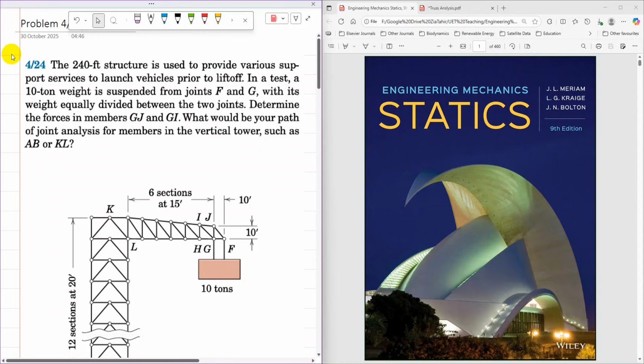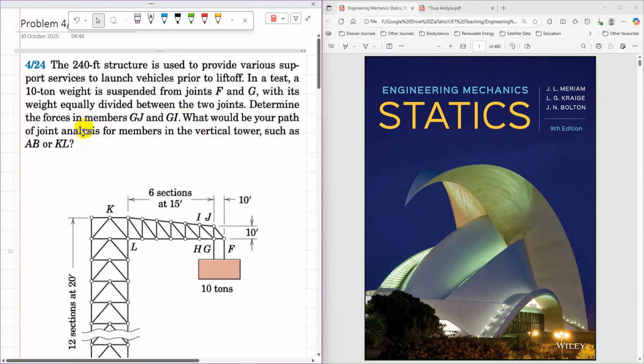This video tutorial is the solution to problem 24 of chapter 4 from Engineering Mechanics Statics, 9th edition, by J.L. Meriam, L.J. Kraige, and J.N. Bolton. The statement of the problem is: the 240-foot structure is used to provide various support services to launch vehicles prior to liftoff. In a test, a 10-ton weight is suspended from joints F and G with its weight equally divided between the two joints. Determine the forces in members GJ and GI.